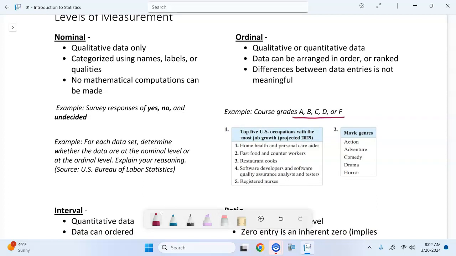So for these two data sets, we want to determine whether it is nominal or ordinal. Okay? So for number 1, take a look at that and tell me whether you think it's nominal or ordinal and why.